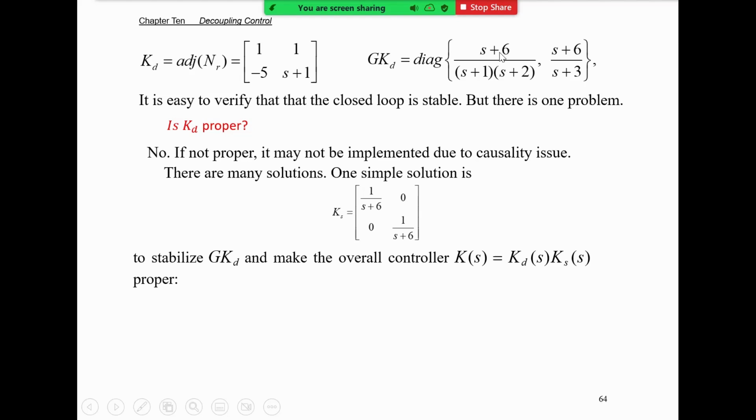The simplest way is you design a stable pole the same as the stable zero. We just cancel them out. Of course, that will only work for this particular one. We will check that. So we just use this simple solution. Okay.